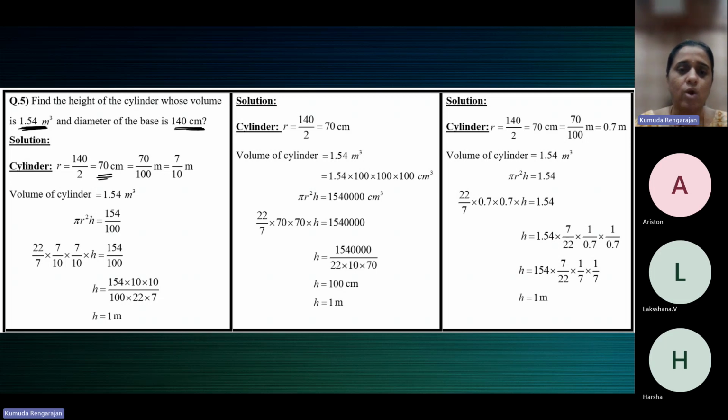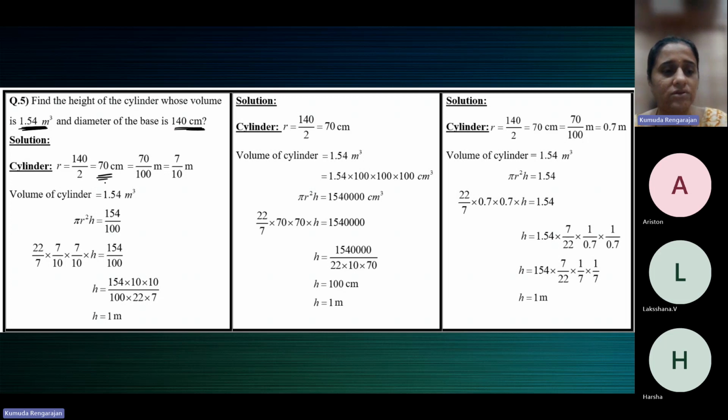Volume will be in cubic units, so it should be meter cubed and meter. If volume is in meter cubed, then the radius should be in meter. Or if volume is in centimeter cubed, the radius should be in centimeter. Meter cubed and meter, or centimeter cubed and centimeter.